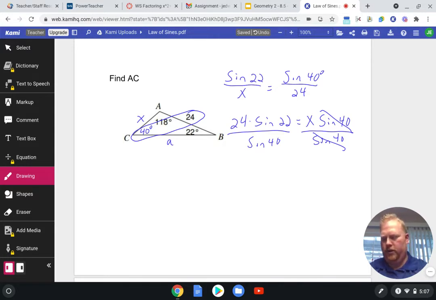So the sine of 22 times 24 divided by 40. And I'm getting 13.986. So rounded to two places would be 13.99.